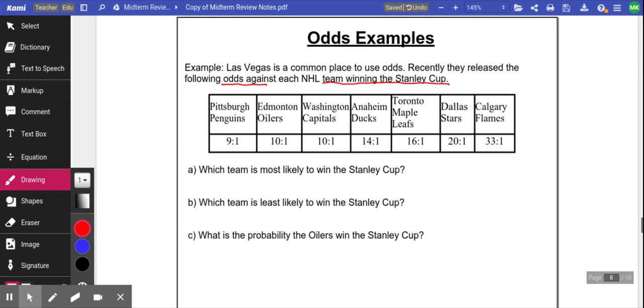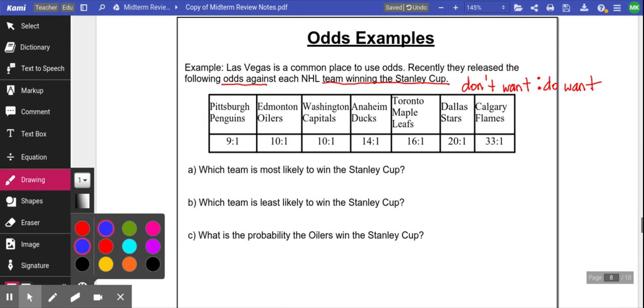So that means they're doing don't want, which would be not winning the Stanley Cup, versus do want, which is wanting to win the Stanley Cup. So when you're reading these numbers, let's look at the Pittsburgh Penguins. The Pittsburgh Penguins say that for every 9 times they lose, there's 1 time they win. For the Edmonton Oilers, that means for every 10 times they lose, there's 1 time that they do win the cup. And so on and so forth.